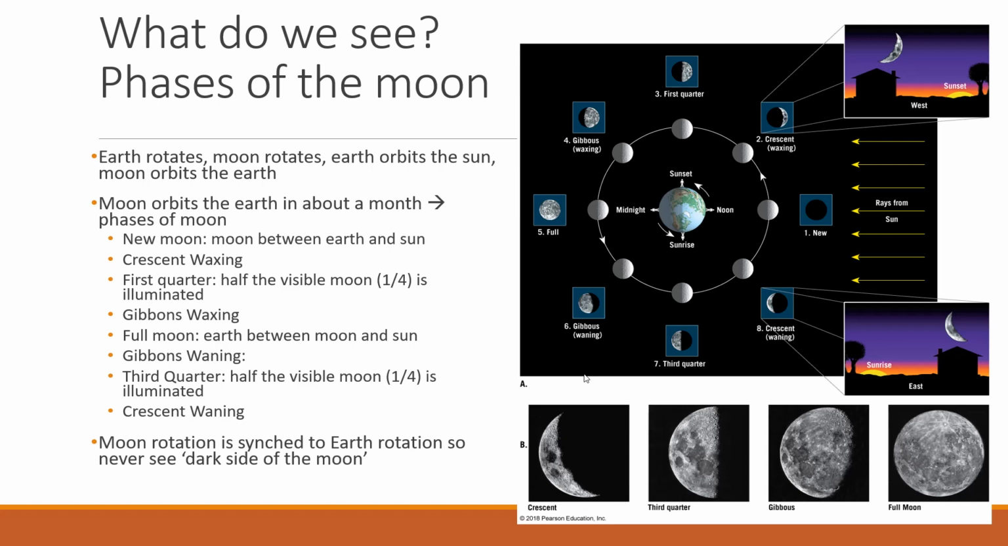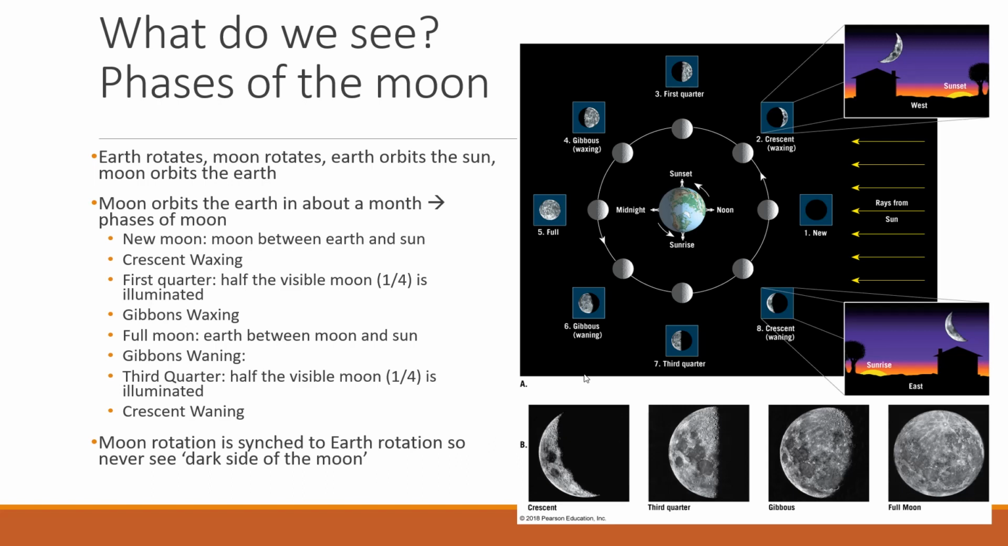The rotational period of the moon is such that it's always the same face facing the Earth no matter where it's at in its orbit. The moon will orbit the Earth in about a month. It's slightly less than a month, but it's about a month. And these are the phases of the moon.